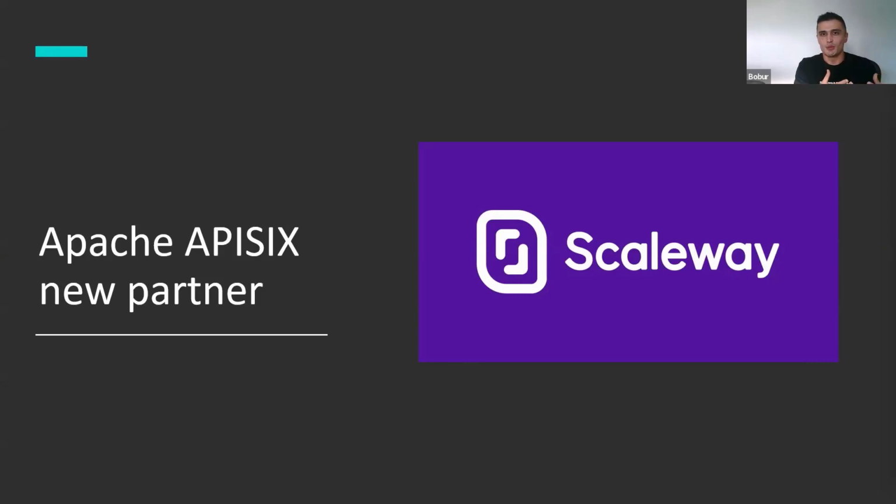We would like to offer their users our API management features on top of all the cloud services they have. We found out that they are not offering this kind of API management yet. So there will be a chance that users from both ecosystems can leverage the power of the services and features from APISIX and Scaleway. If you don't know Scaleway, just go to their website, scaleway.com, and you can investigate more.